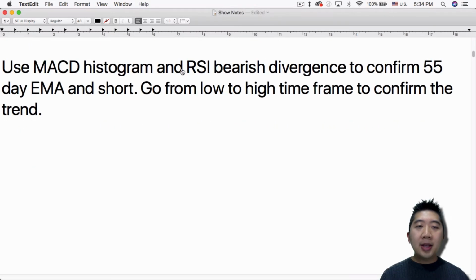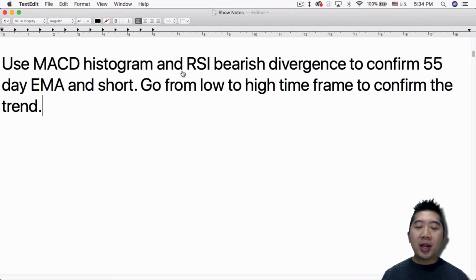The other thing with the 55-day trading strategy is, as he said, use the MACD histogram and RSI bearish divergence to confirm the 55-day EMA and short. And he also said go from low to high time frame to confirm the trend.